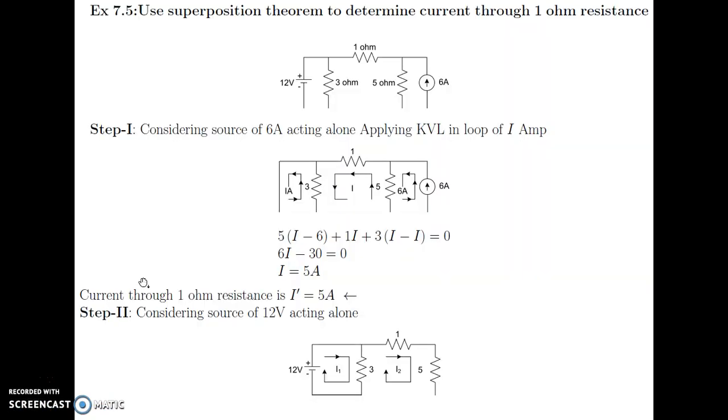Okay, so let us solve some examples based on the superposition theorem. In this diagram there is a line that is not clearly visible, so keep in mind this is a line. It is connected.